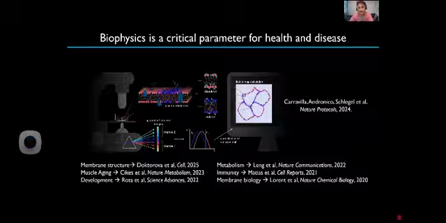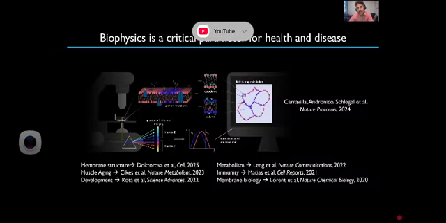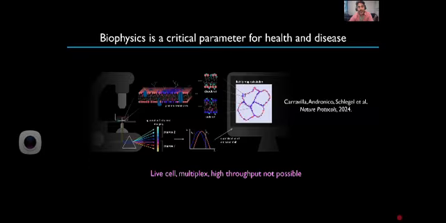But again, we realized soon that if we want to measure millions of cells, many different cell types, live cells, this becomes very difficult in a microscopy setup. Live cell, multiplexed, high throughput measurement is not possible in microscopy. That is why we decided to go for methodologies that could do this kind of measurement.